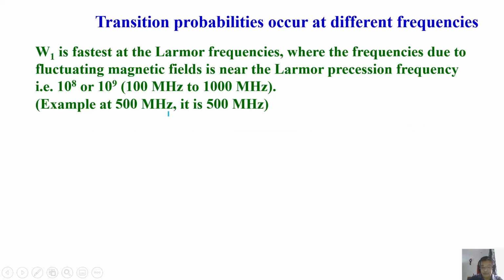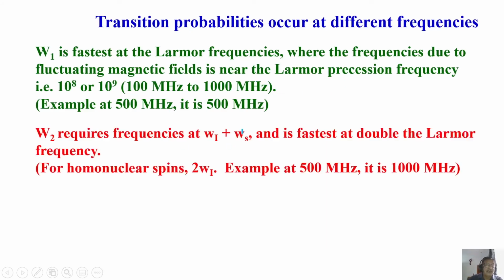W2, interestingly, is fastest at the sum of the Larmor frequencies of two spins. That is double quantum, double the Larmor frequency. This is at the Larmor frequency, this is at the Larmor frequency. You have to add up. So W2 requires frequencies of double the Larmor frequency. So the transition probability for single quantum is at the Larmor frequency. Transition probability for the double quantum is at double the Larmor frequency.